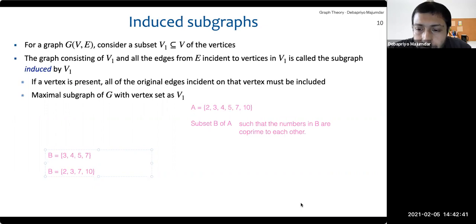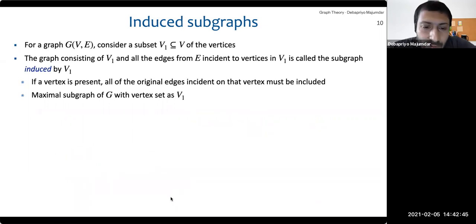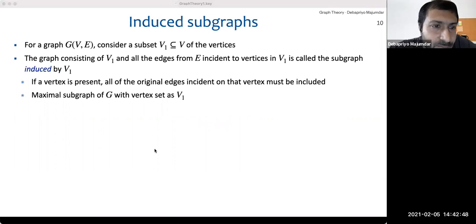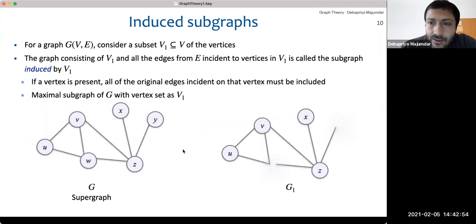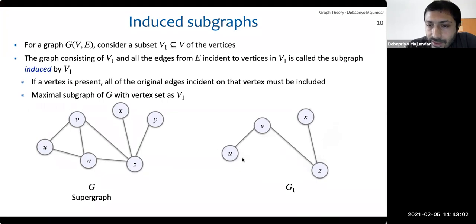That's possible. So what we mean here by a maximal subgraph of G with vertex set V1 is that if we have this vertex set, and if we add any more edge here, so let's say I add the edge uz here, then it will not be a subgraph of G anymore.